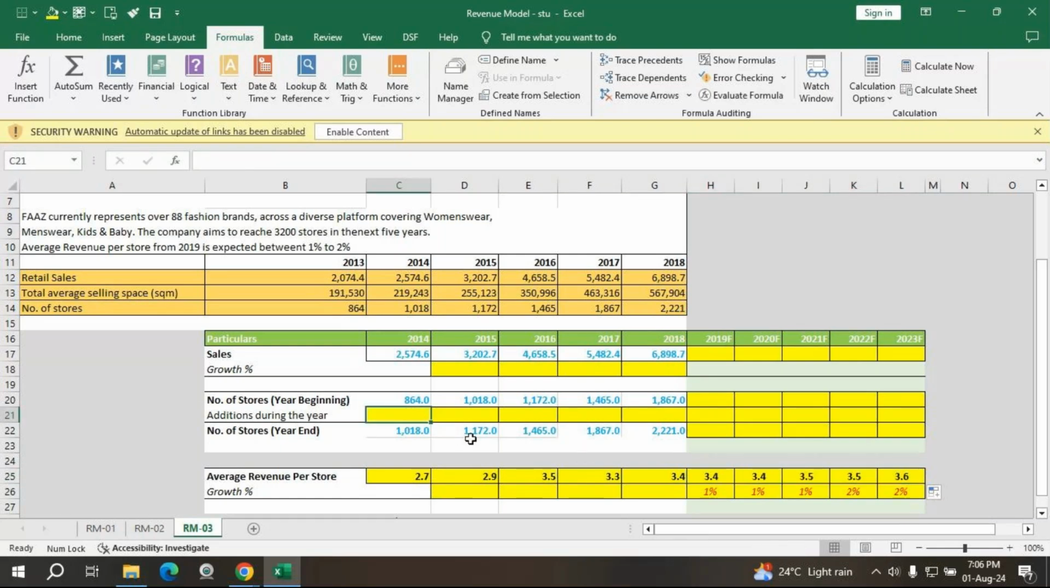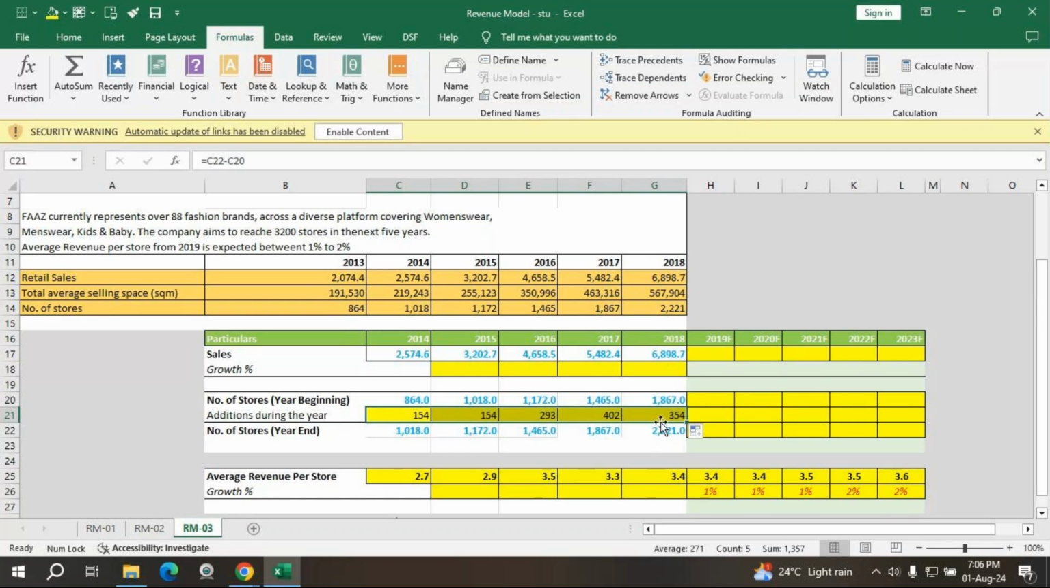Addition during the year. So how many stores have they added? In the beginning I had 864, then they added some so that by the year end I have got this. So equals number of stores in the year end minus number of stores in the year beginning. So in the beginning 864 means they added 154 stores. So I'll come here and drag it. Okay, so in the initial 5 years, they increased by up to 354 stores.